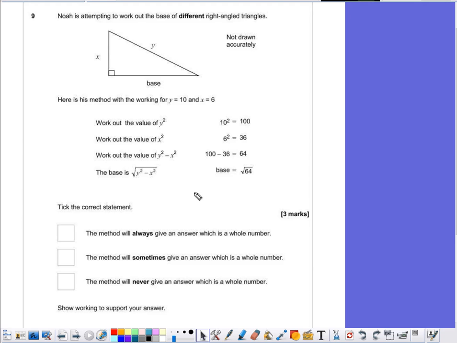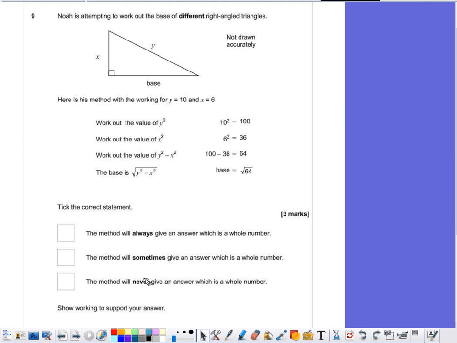So which of these statements is true? The method will always give an answer which is a whole number. Well, this one gave a whole number. The method will sometimes give an answer which is a whole number. That's one we're going to have to try and prove. And the method will never give an answer which is a whole number. We have to show some working to support our answer. It's a 3-mark question, so don't just get tempted to tick a box and leave it.